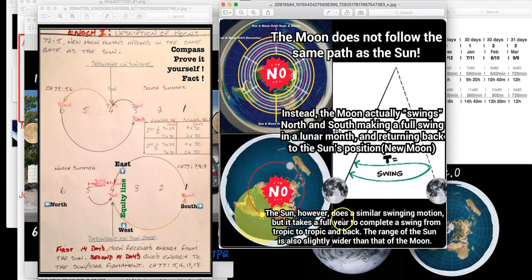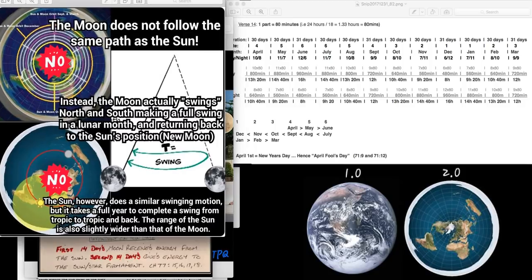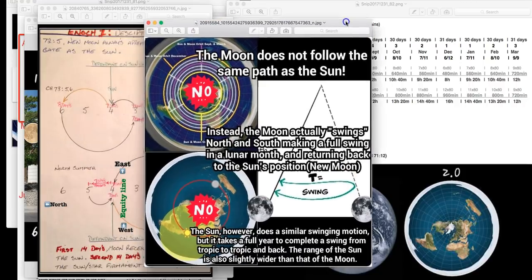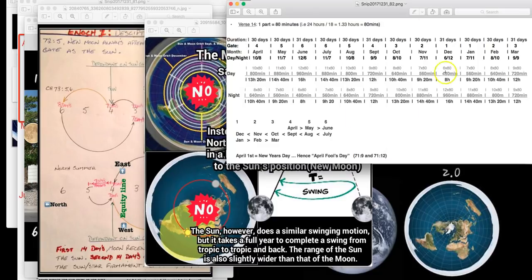The sun, however, does a similar swinging motion, but it takes a full year to complete the swing. So that's what you see here. The sun goes from gate 4 to gate 6 to gate 1 and back to gate 4. The full year, back and forth swinging. The moon does that every month. The sun does that every year. So it's very obvious when you read through chapter 71 that it's incompatible with the circle.